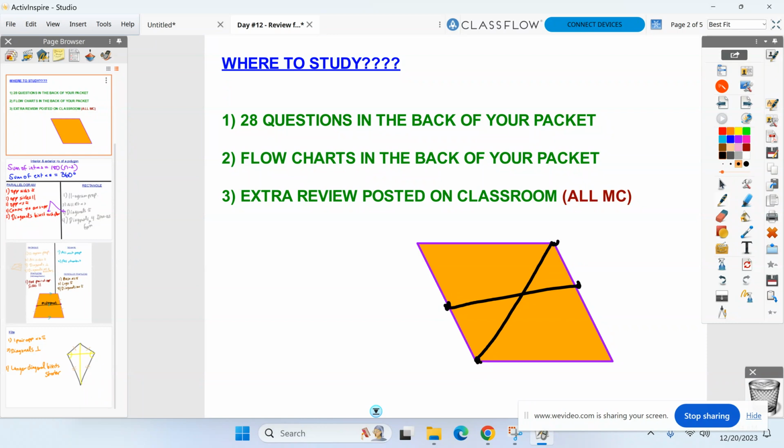Okay, three places I want you to make sure you look at: the 28 questions in the back of your packet, some of which you did last night for homework. I don't know if you also noticed as you went back to the review, there's flow charts with all the properties on there. Okay, that's a good study guide. And then finally, I posted an extra review on Classroom. For some of you that get nervous when you do multiple choice, that review on Classroom is all totally multiple choice. Right, so if you want some practice with multiple choice with quadrilaterals, that's on Classroom.